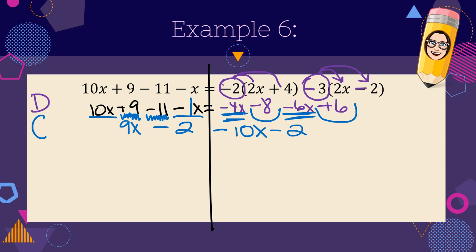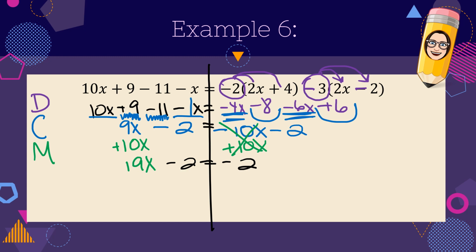Next step, move a variable. Would you rather subtract 9x or add 10x? Yeah, I'd way rather add. Adding sounds easier. So I'm going to add 10x. That gets me 19x. All right, let's drop down what we didn't use. I didn't use this, and I didn't use this.